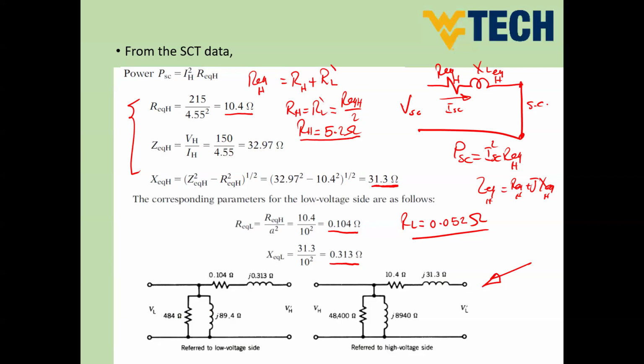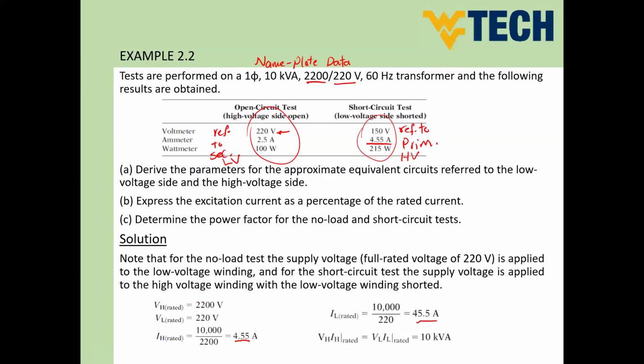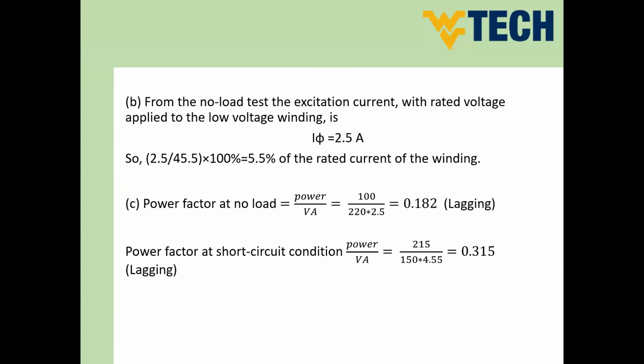Part B, express the excitation current as a percentage of the rated current. So you know that the no load current here, guys, is the excitation current. So we have here no load current of 2.5 ampere. And this is referred to the low voltage side. And the rated current referred to the low voltage side is 45.5 ampere. So what we can do is just divide 2.5 over the 45.5 and get the value. So 2.5 divide 45.5 and in percent, so this would be around 5.5%, which is making sense.